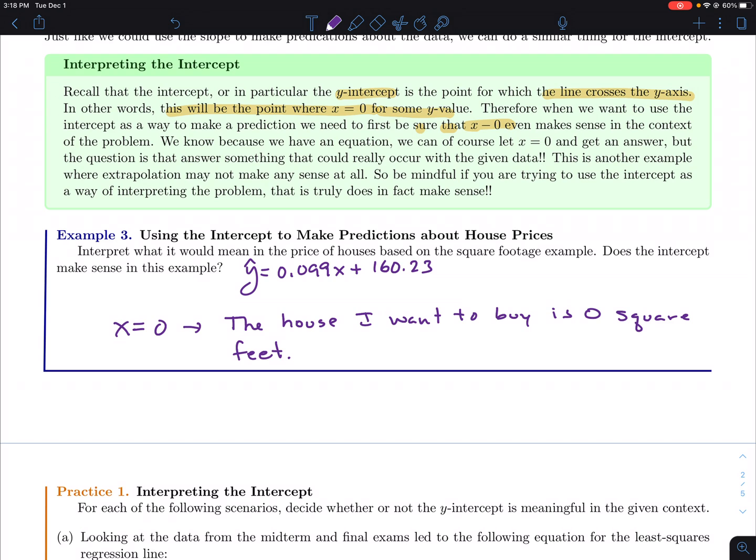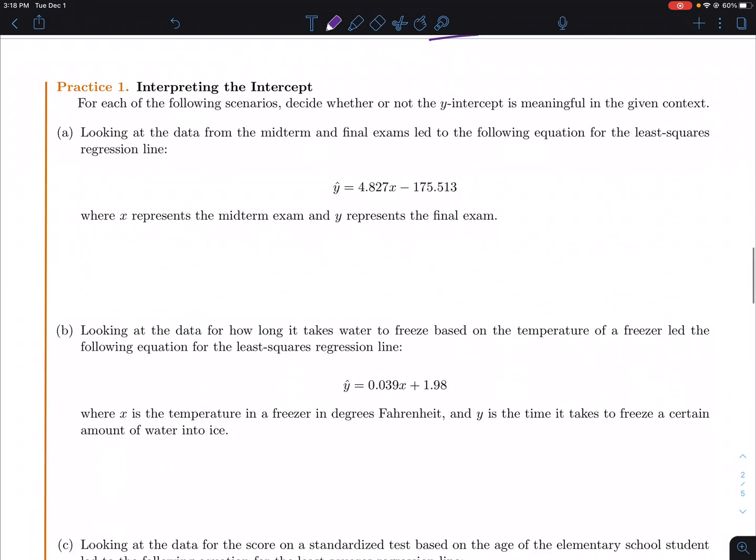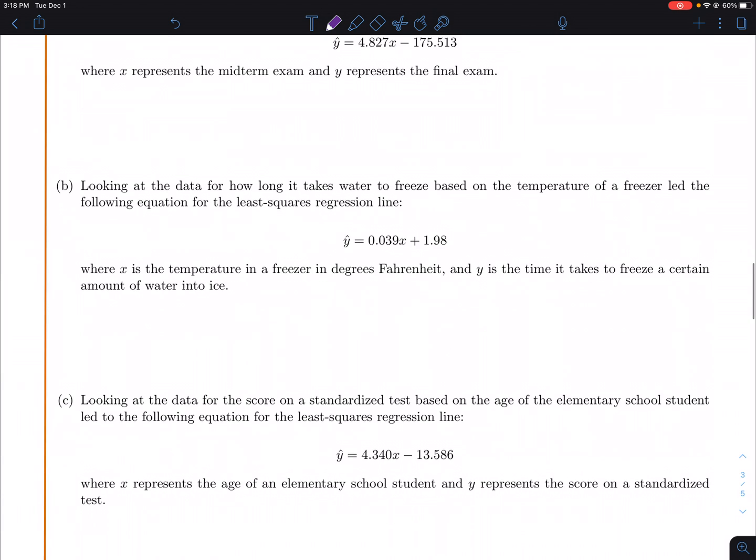And even if it did, if I put 0 into this equation, then this would give me a y hat of 160.23. So if you wanted to buy a house that was 0 square feet, you'd have to pay $160,230 for it, which seems a little ridiculous to buy a house that doesn't even exist. So mine kind of doesn't make sense on lots of levels. But that's what you have to think of when you're trying to use the intercept to see if it makes sense or not.